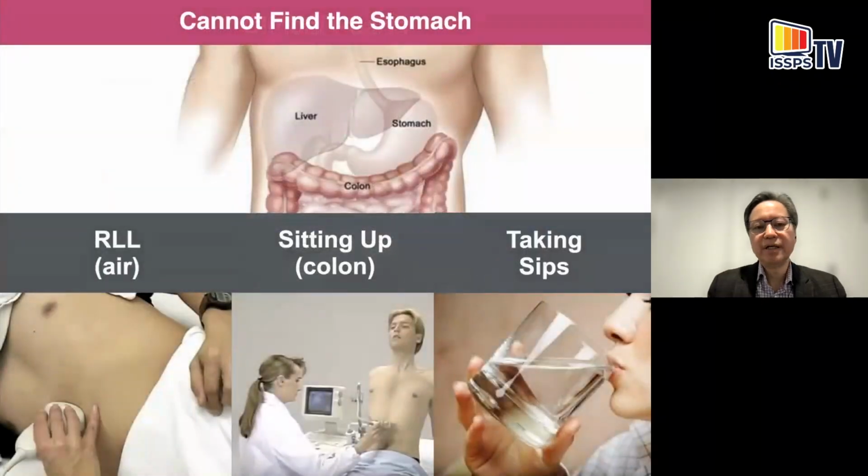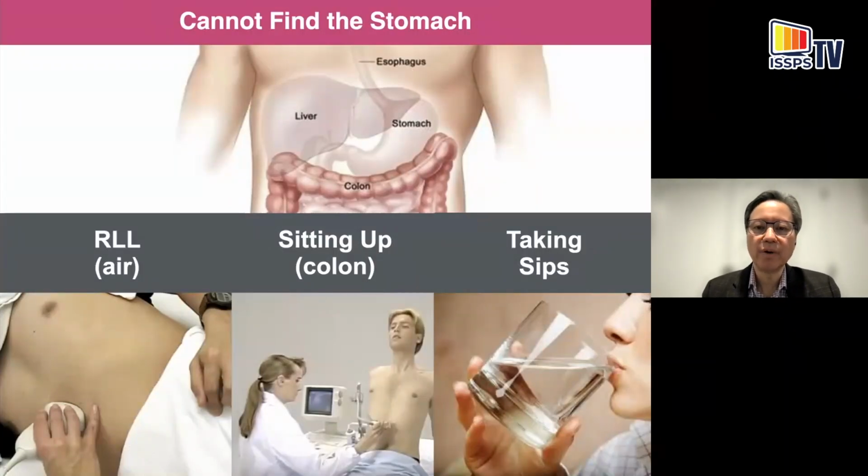Finally, there are times that I really struggle. I cannot see the stomach. What I do is put the patient in the right lateral decubitus and wait. If there's air in the way, it's going to flow up. Now I'm able to see it better.